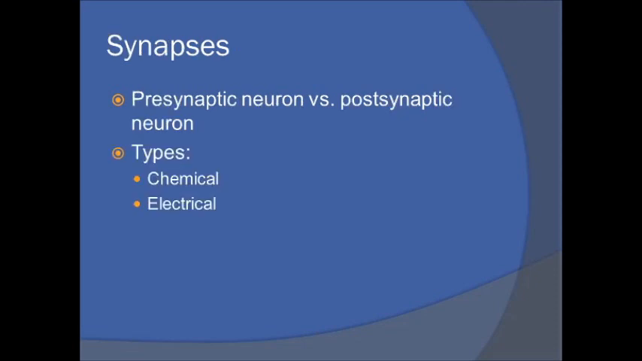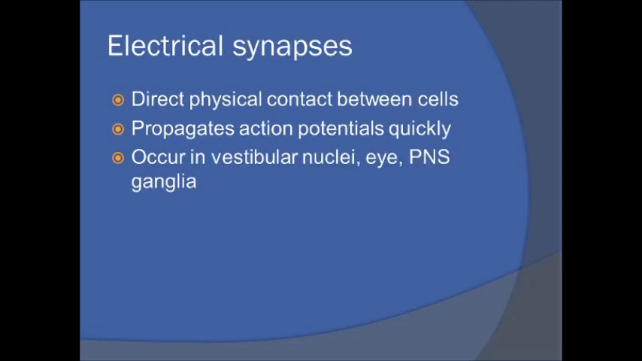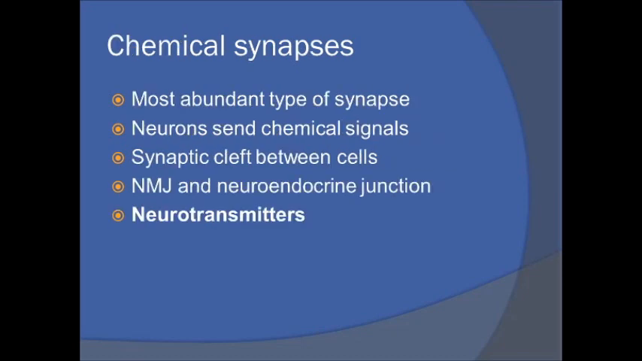Synapses, as we've said before, are the connections between two neurons. There can be a presynaptic neuron before the synapse and a postsynaptic neuron after the synapse. And there are two main types of synapses, chemical and electrical. With electrical synapses, there is a direct physical contact between cells. This propagates action potentials really quickly. This occurs in vestibular nuclei, the eye, and peripheral nervous system ganglia.